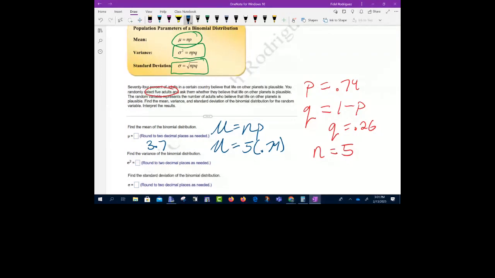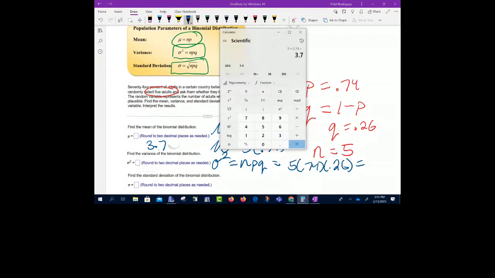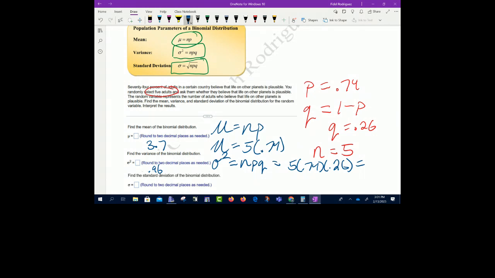Okay. Now, let's find our variance. The way we find our variance, sigma squared, is we're going to take n times p times q. So we're going to go 5 times 0.74 times 0.26, which gives 0.962. They are asking me to round to 2 decimal places, so I'm just going to put 0.96.